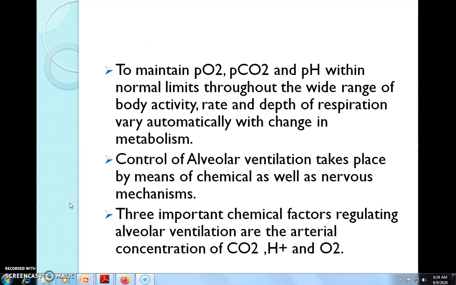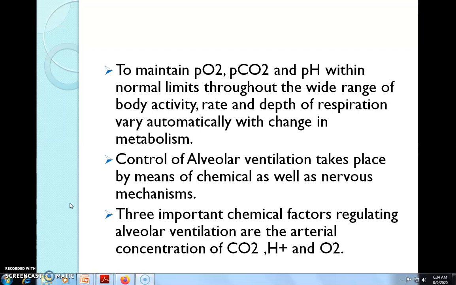Next, to maintain PO2, PCO2 and pH within the normal limits throughout the wide range of body activity, the rate and depth of respiration vary automatically with changes in metabolism. Control of alveolar ventilation takes place by means of chemical as well as nervous mechanisms.